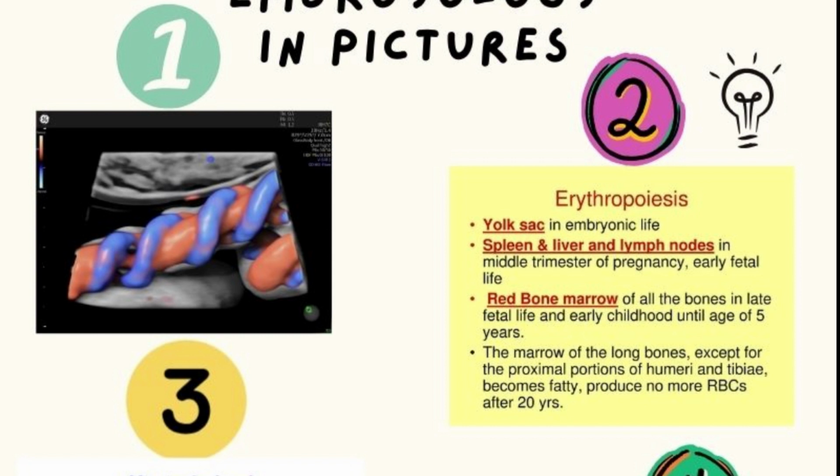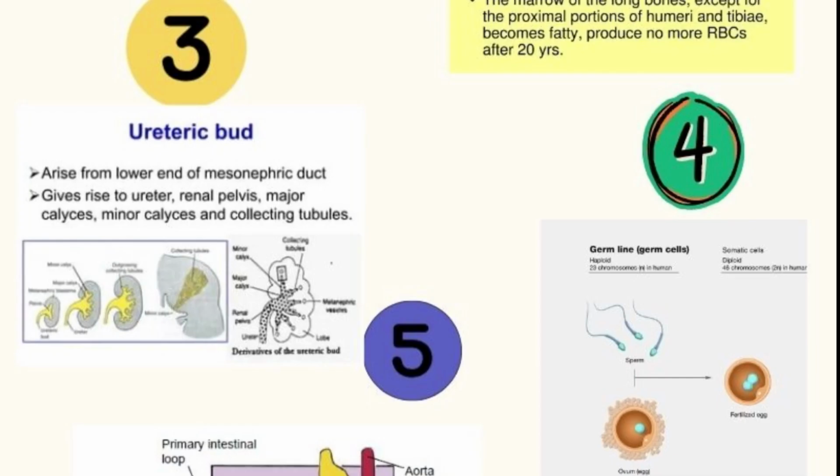Now let's move to the next image. That is the third image. That is about the ureteric bud. About the ureteric bud, you must know that it arises from the lower end of the mesonephric duct, and it gives rise to the ureter, the pelvis, the major calyces, minor calyces, and collecting tubules.